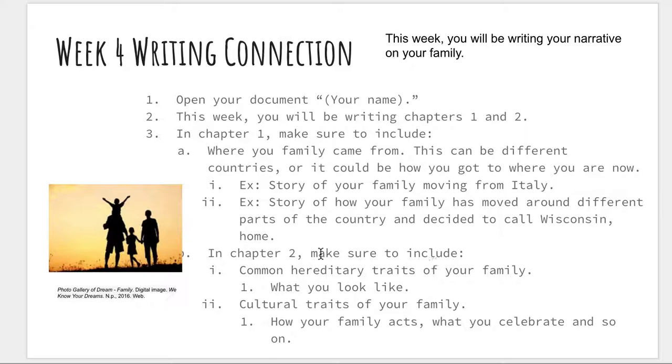In chapter 2, I also want you to make sure that you include common hereditary traits of your family, so make sure that you talk about what you look like, and you can bring into account those Punnett squares that you just did, and also cultural traits of your family, so how your family acts, maybe some of the holidays that you celebrate, or religion or cultures that you feel are very unique to your family.